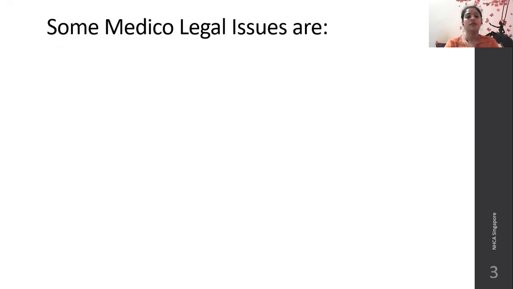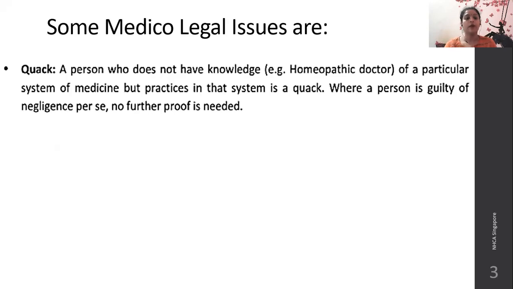Some medico-legal issues are as follows. A quack. A quack is a person who doesn't have knowledge of a particular system of medicine but practices that system. Such a person is guilty of negligence per se, and no further proof is needed. For example, an Ayurvedic doctor, homeopathic doctor, or a naturopath practicing the allopathic system of medicine. So you term them a quack.